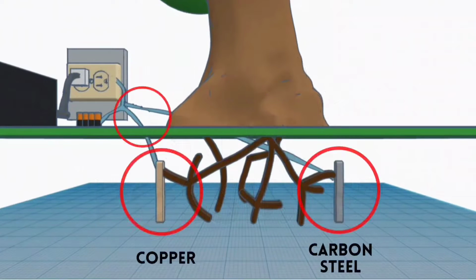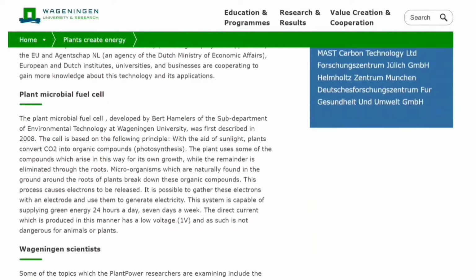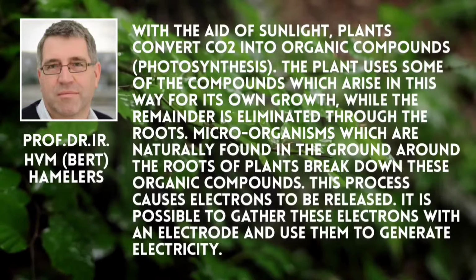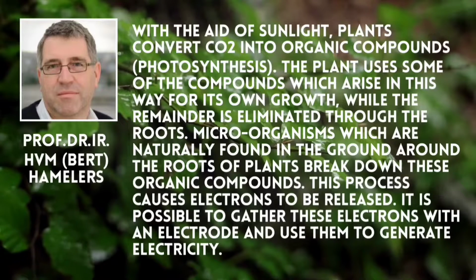It starts with copper wiring and two rods. These are electrodes which will gather electrons. But where do these electrons come from? According to Professor Hamillers, the conversion of carbon dioxide creates organic compounds, some of which are used by the plant for its own growth, while some are eliminated through the roots by the microorganisms found in the ground. This process causes electrons to be released and harnessed by electrodes to generate electricity.